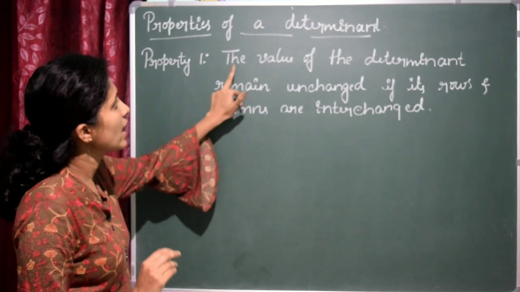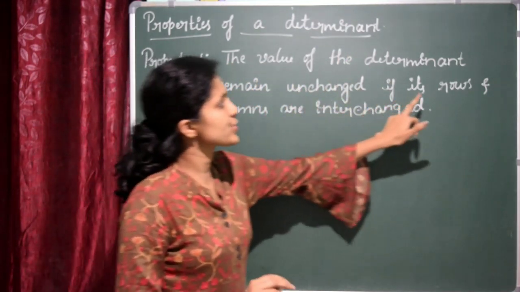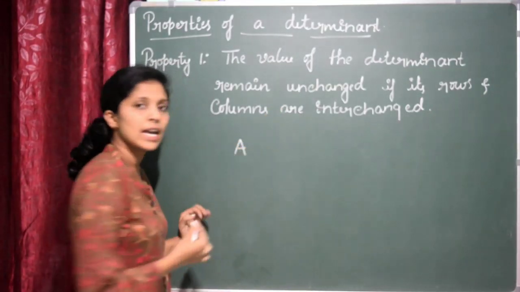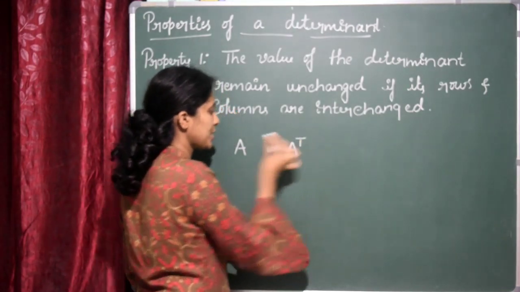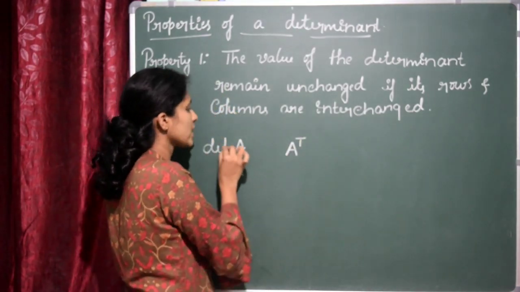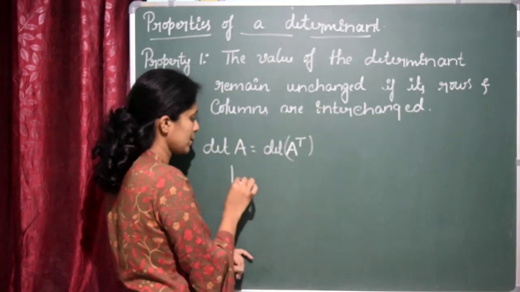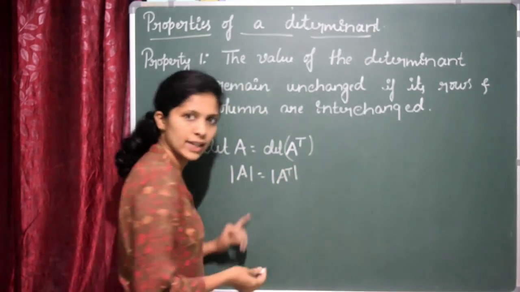Property 1 says that the value of the determinant remains unchanged if its rows and columns are interchanged. If A is a square matrix, if I interchange the rows and columns, you will get A transpose, right? So determinant of A is always equal to determinant of A transpose. Remember this one. Determinant of A is equal to determinant of A transpose. You can check with any example.